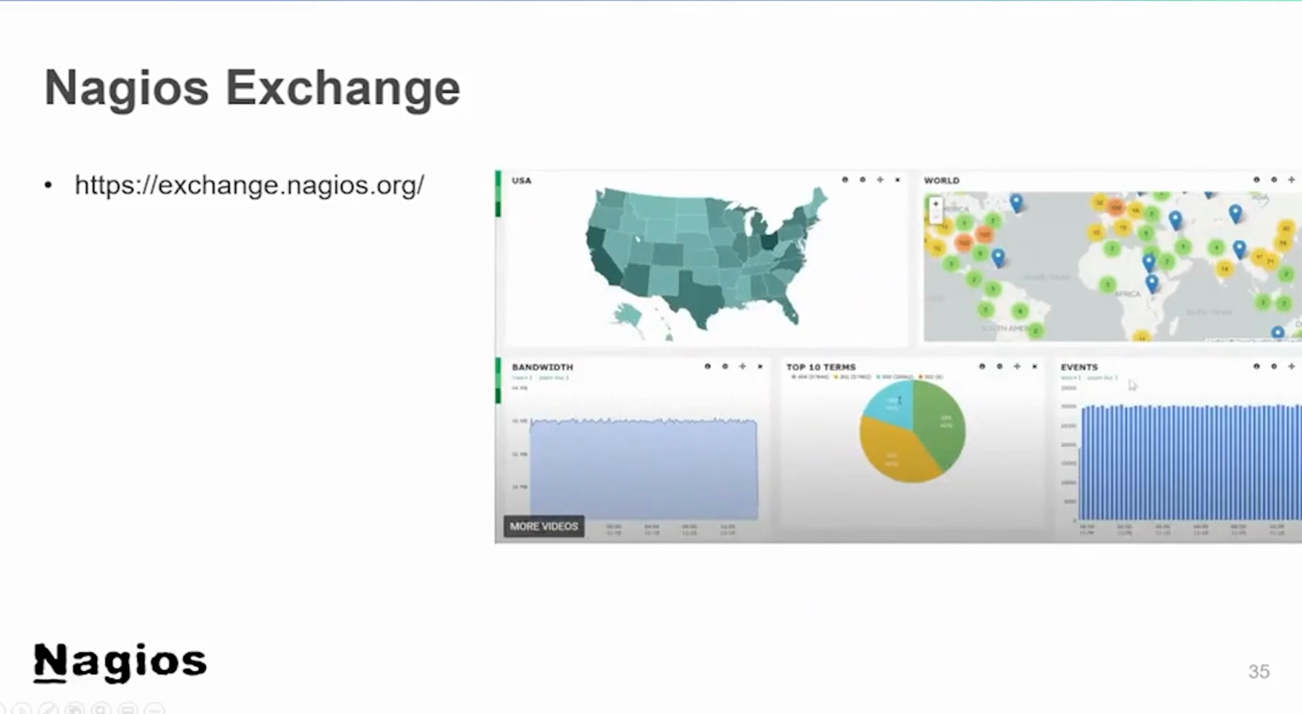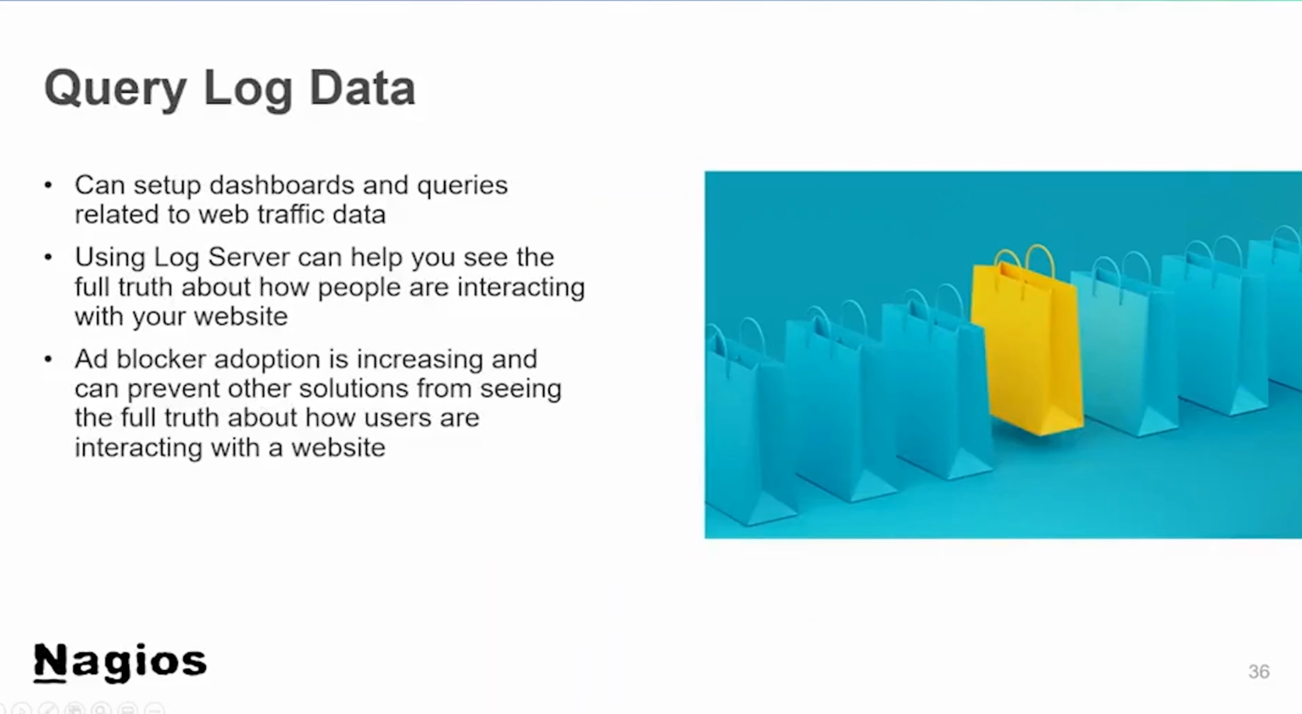So here you can see a bunch of data, and a lot of it is geographically located, which is really nice. And then another example of how you might want to query your log data, an example of dashboards and queries that's very valuable, is related to Google Analytics type information. So why reinvent the wheel? Why use Log Server to get that kind of data and put it into dashboards?